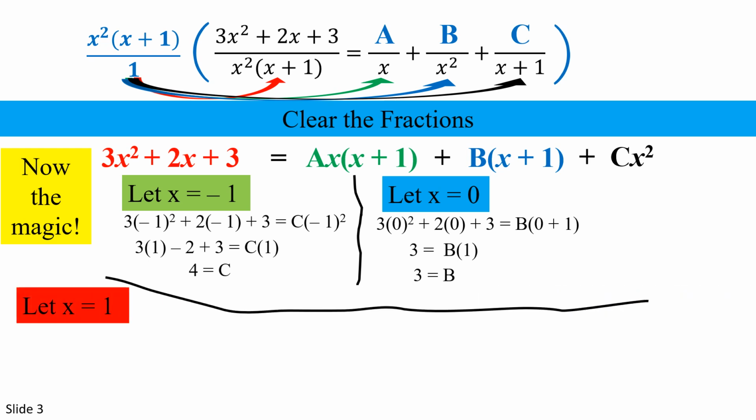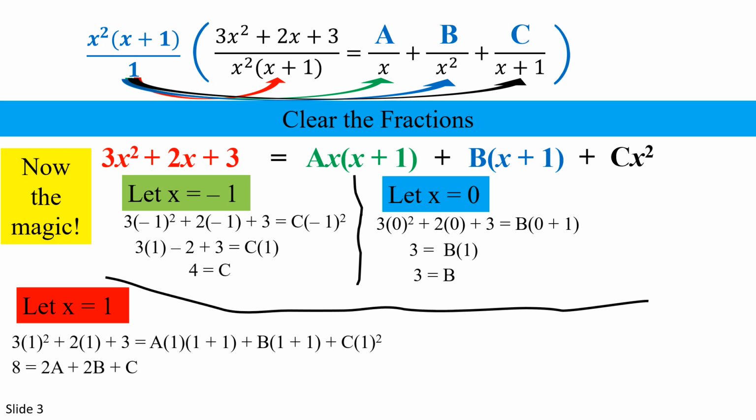Let's let x equal 1. Choose any number you want. I choose easy ones just because it's easier. So 3 times 1 squared plus 2 times 1 plus 3 on the left. On the right is a times 1 plus 1, plus b times 1 plus 1, plus c times 1 squared. So we end up with 8 equals 2a plus 2b plus c.